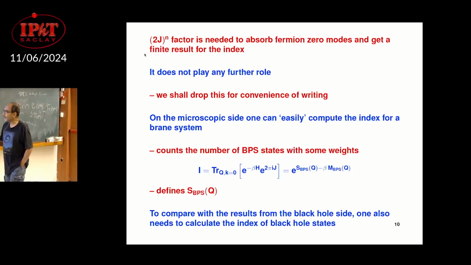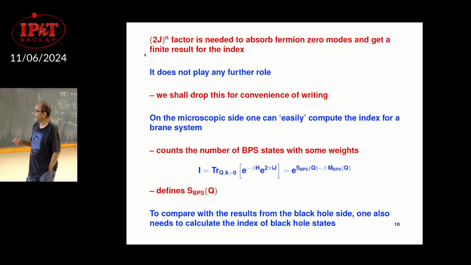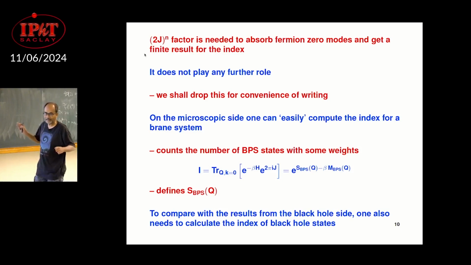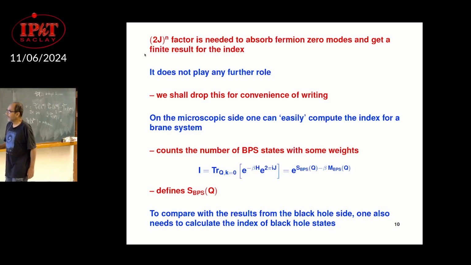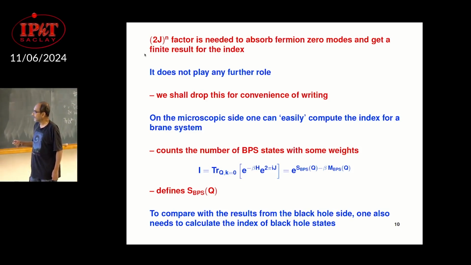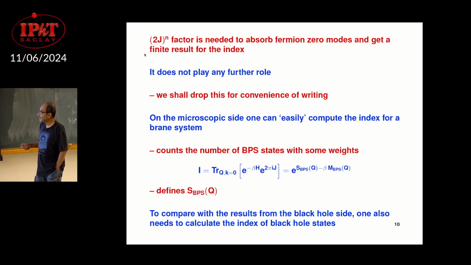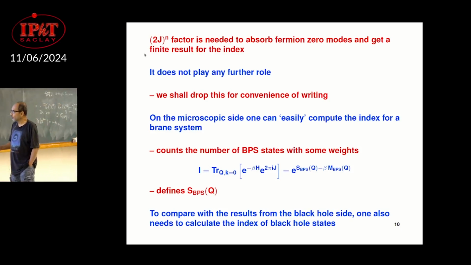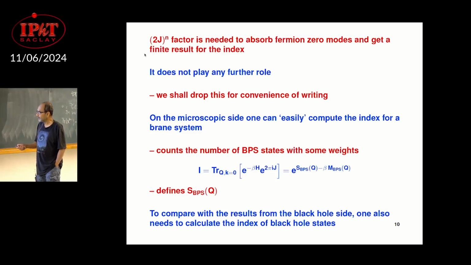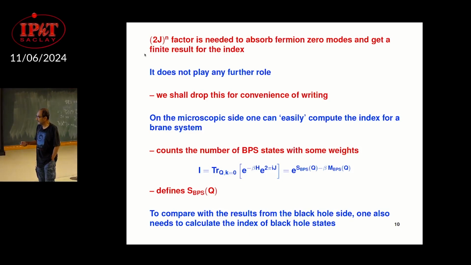On the microscopic side, we can, easily in quotes, compute the index for many systems. What it does is count the number of BPS states with some weights. This is again the index. The (2J) to the n is dropped because that just provides some kinematic factors. When you take the trace, because you have this (-1) to the F, it gets contribution from BPS states, which means that H is set equal to the BPS mass formula.